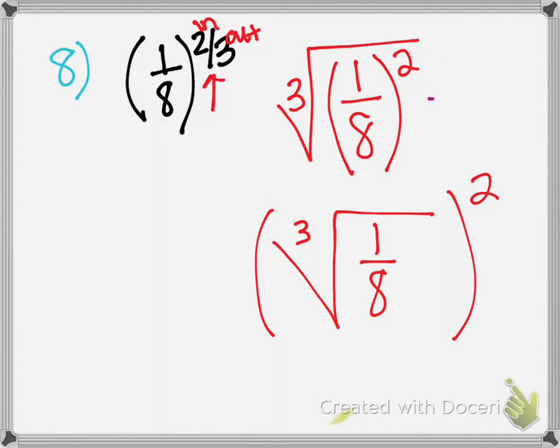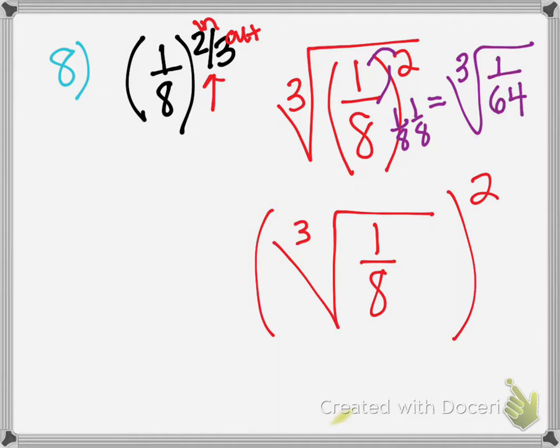So if we do it first, then we'd have 1/8 times 1/8, because that's what this is saying, which is 1/64. And then what times itself 3 times is 1/64? That would be 1/4.